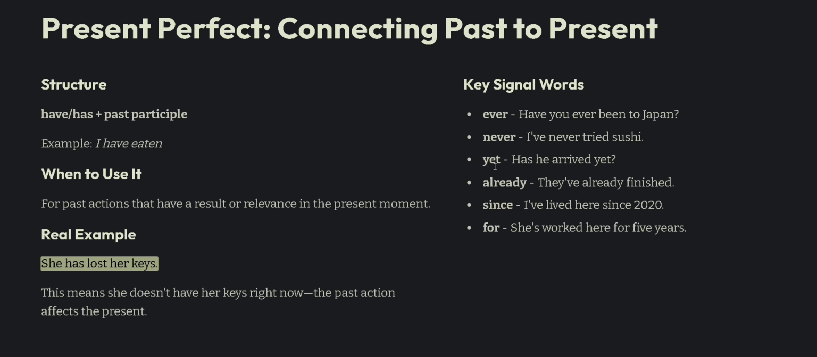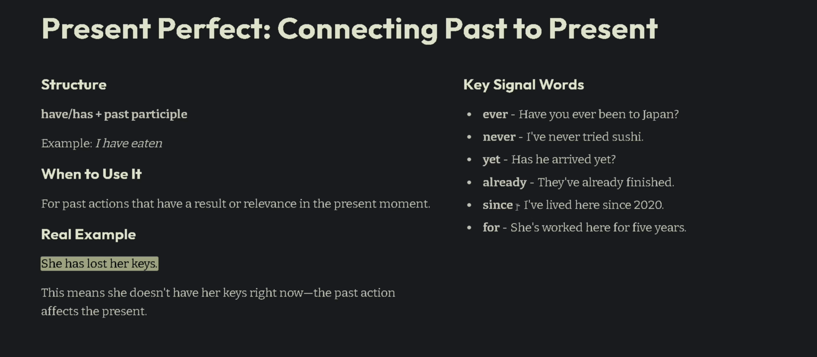Yet is an expression of time that you can use in order to ask if something happened or not at the moment that you are asking. So, has he arrived yet? Él ya aterrizó? Already, this word helps us to understand that a situation happened sooner than expected. They have already finished. Ellos ya acabaron.